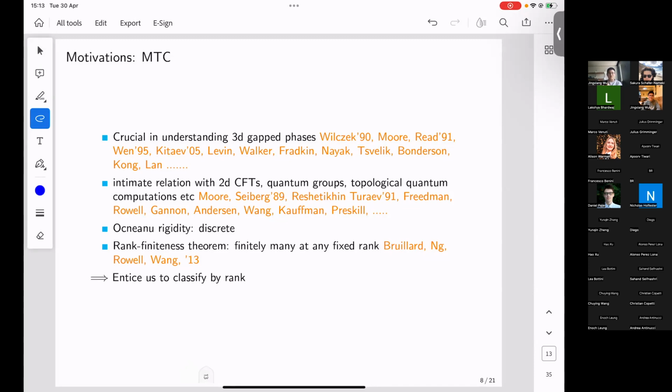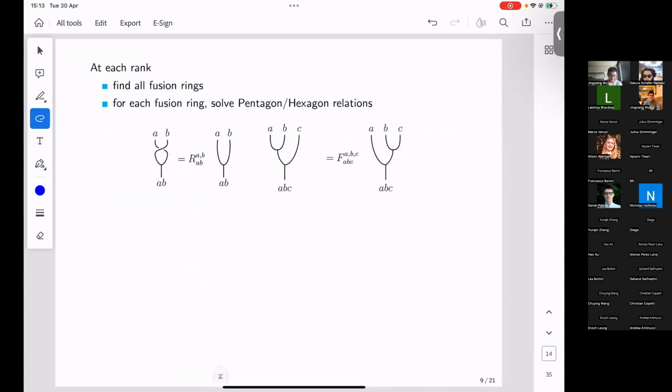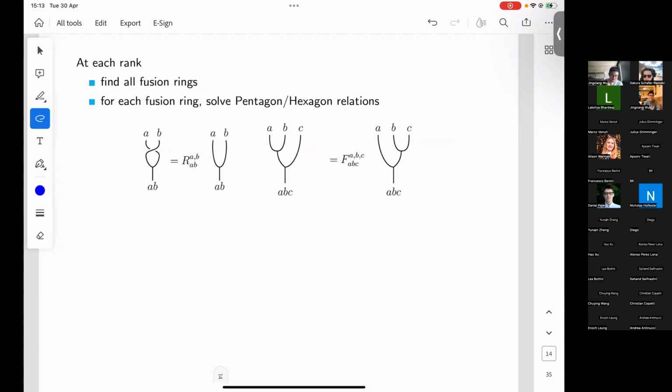Because if we want to understand what the possible 3D gapped physics are, we need to understand what the possible MTCs are. So it's very simple. It's basically two steps. First step, you write down all the fusion rings at each rank. And the second step, for each fusion ring, you try to solve the consistency relations, known as the pentagon and hexagon relations. They just specify the isomorphism between different maneuvers.